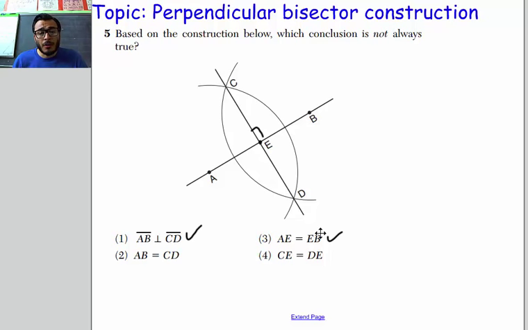Now, the other thing that you will also get is that CE will be equal to DE. So E acts as the midpoint, not only for AB, but also for CD, or the segment that connects the intersection of those arcs. What will not always be true is choice 2.